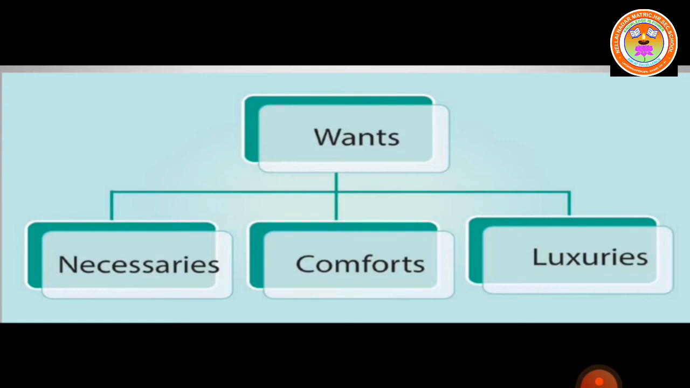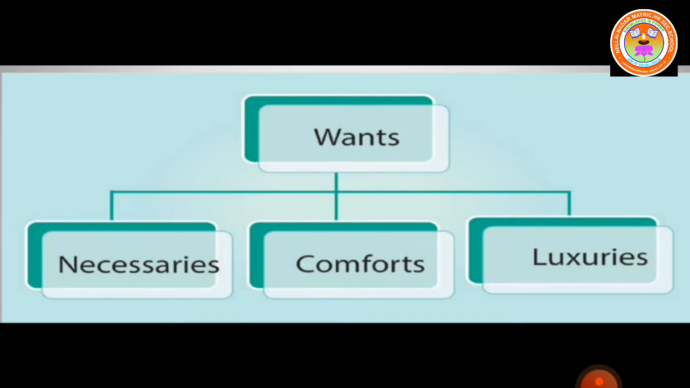The wants are classified into three important categories. The first one is necessary. The second one is comfort. The third one is luxury. Necessaries means the basic needs. What are the basic things? Food, water, shelter and clothing. These are the basic things. So all these things come under necessaries.